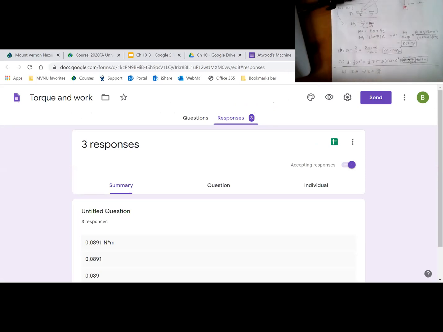All right, so looks like this one is a very simple one. I see a few responses here, but I'm going to just show you the solution. So work is 0.14 joules divided by 0.25 in revolution. That means you multiply by 2 pi, okay? So that should be in radians, or dimensionless. That should give you 0.089 newton meters. That's the SI unit for torque, okay? So this one is pretty simple.